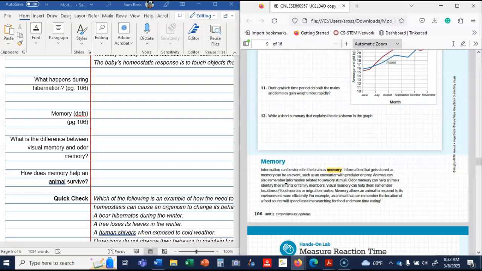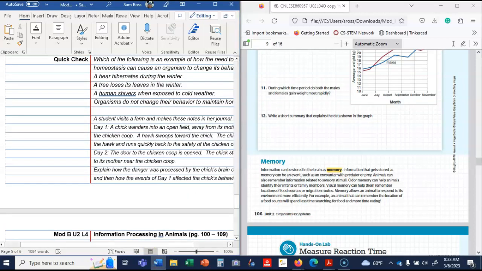How does animal memory help an animal to survive? Memory allows an animal to respond to the environment more efficiently. They can remember the location of food and spend more time eating. So it allows them to just move through the environment more efficiently if they remember that's where the food is, that's where the water is, that's where the predator is, I don't want to go there.